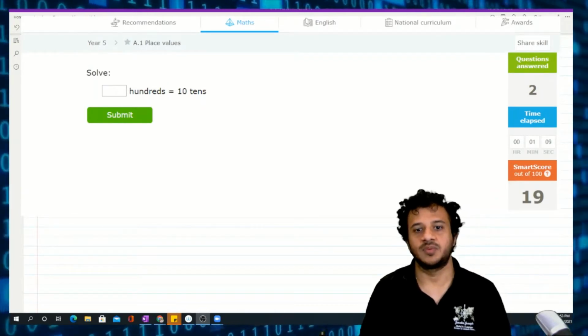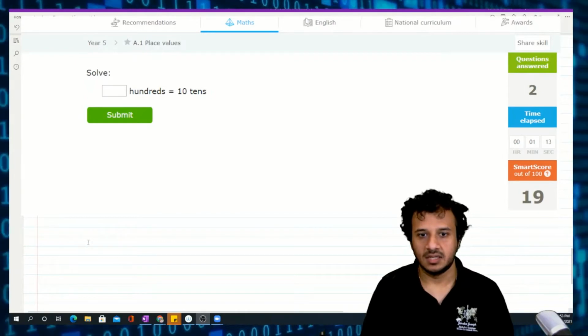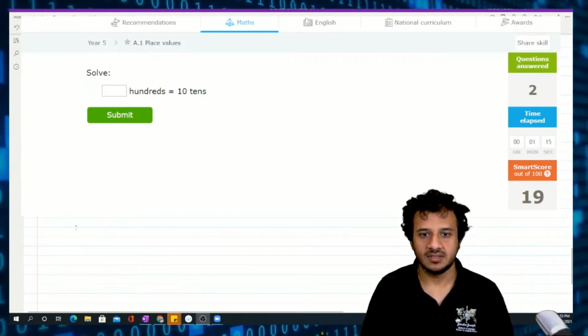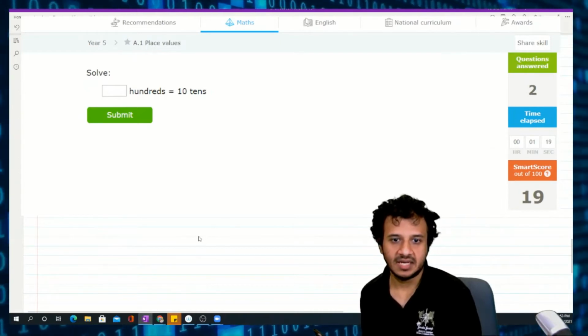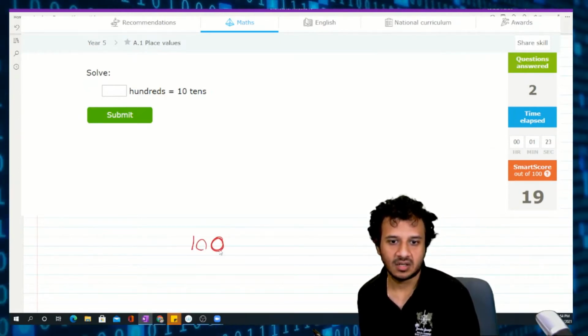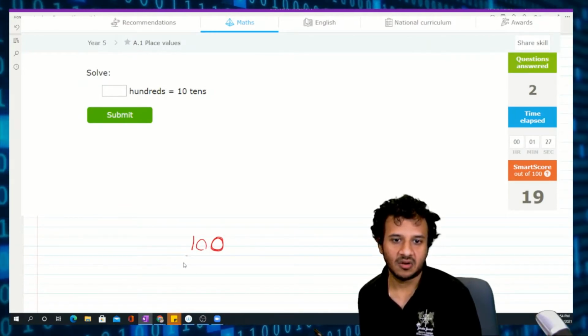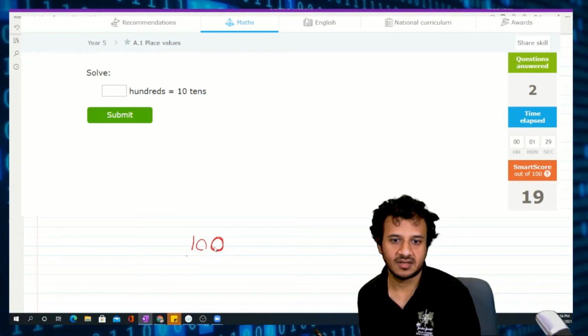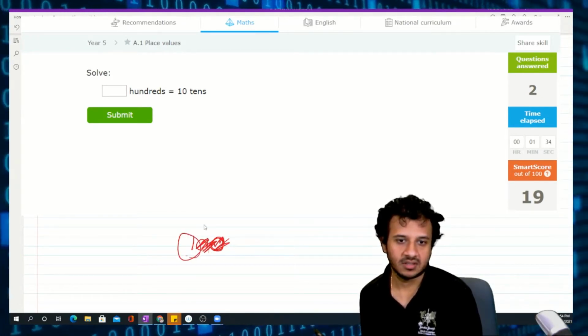Okay, that's better. Then they're asking how many hundreds. First thing, how to understand what this number is. 10 tens has an extra 0, so 10 tens are hundreds. And how many hundreds are there? 100 has how many zeros? 2 zeros. So cut off the 2 zeros. It's only 1.